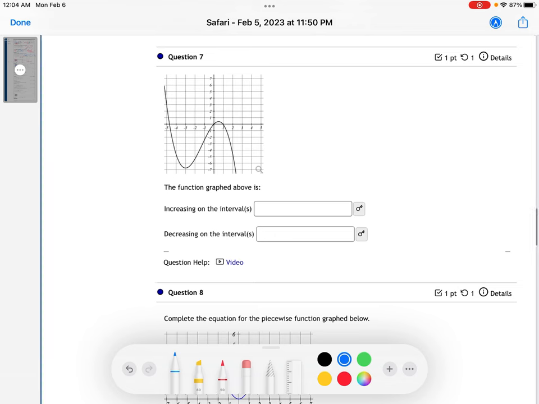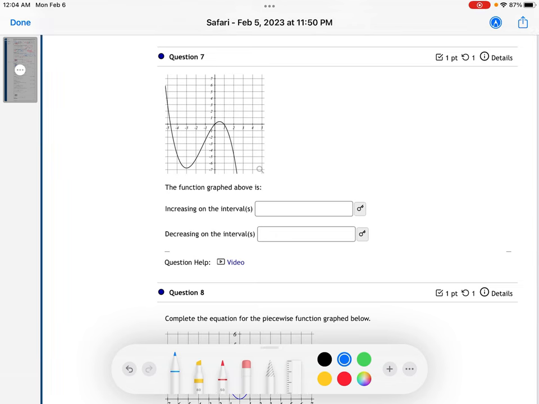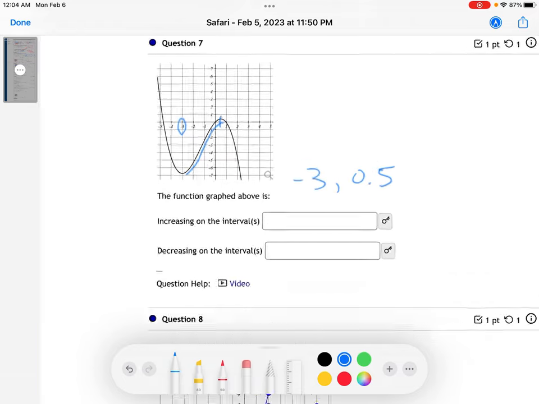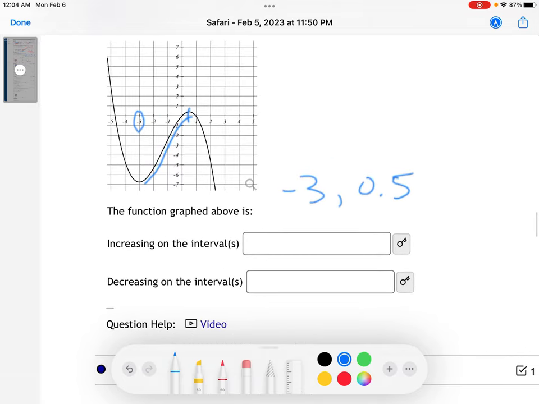Okay, this guy. Intervals of increase, intervals of decrease. So increasing, let me just trace this. Increasing on that bit. And it looks like from -3 to, like 0.5. So -3, 0.5. Zoom in a bit so you can see that better. So again, when we're talking about these intervals of increase and decrease, we're just talking about the x values. So when x is from -3 all the way up to 1/2, then we are increasing.